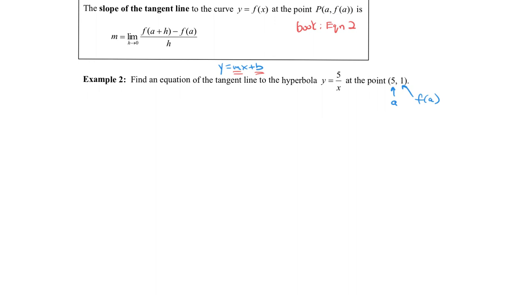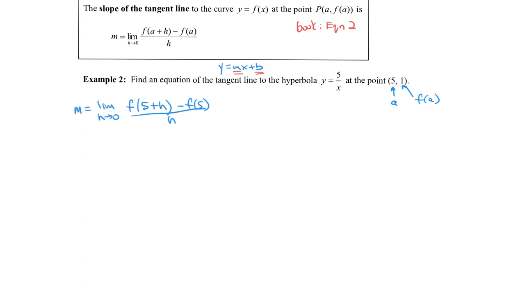So we can just go ahead and say the slope is equal to the limit as h approaches 0 of f of a plus h. Okay, so let me just write this out first. So f of a plus h is f of 5 plus h minus f of 5 all over h, because in this case, our a is equal to 5.